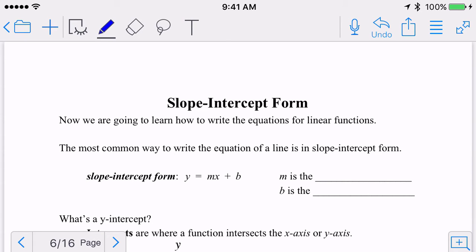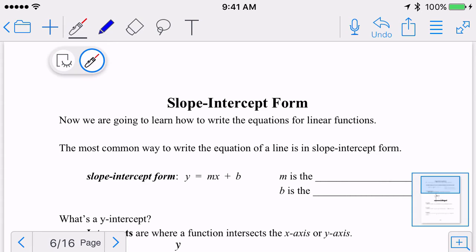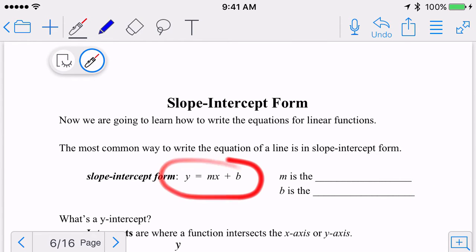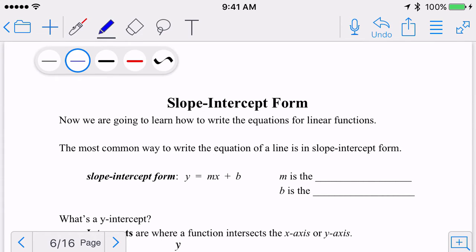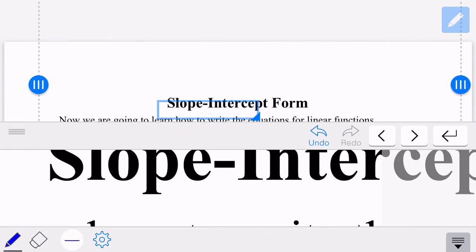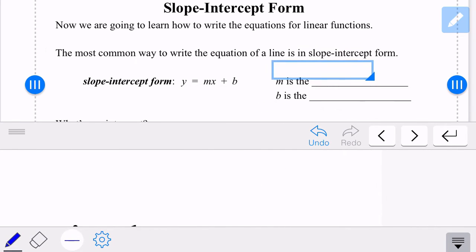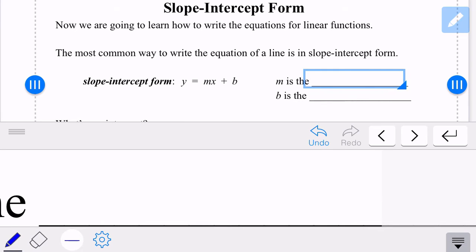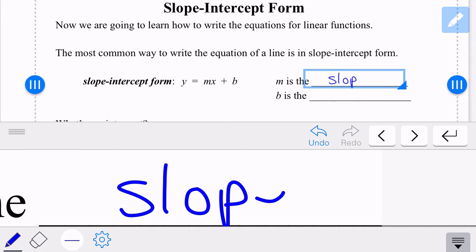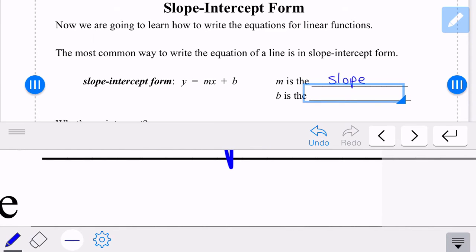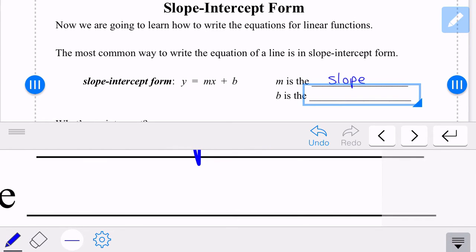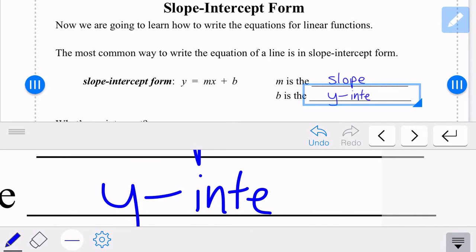All right, slope-intercept form. What we're going to do is learn how to write equations for linear functions. The big idea here is slope-intercept form, which is y equals mx plus b. A lot of you might have seen that before. It's a big one. So m, what is m? Well, m represents our slope. And then take a guess. If it's slope-intercept form, b is going to be the what? Well, it is an intercept, and it's specifically the y-intercept.